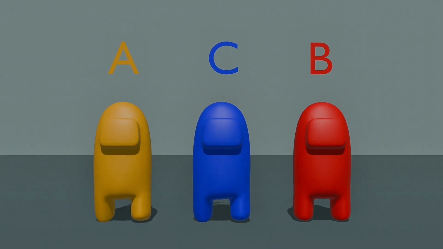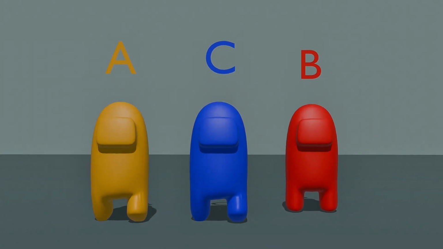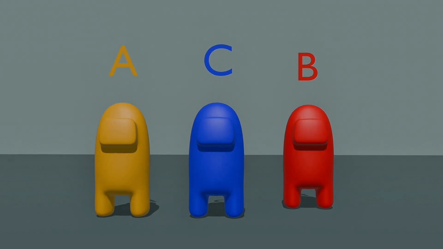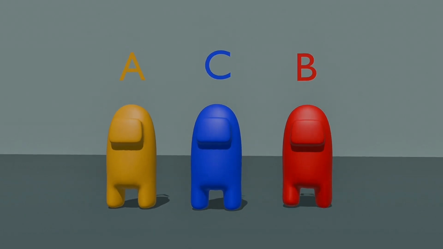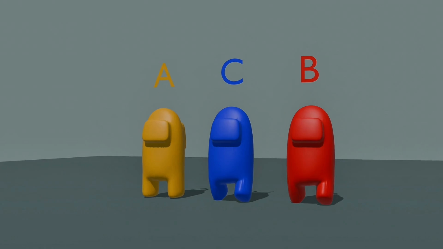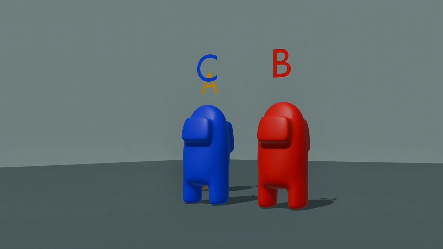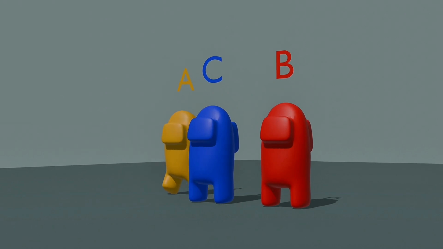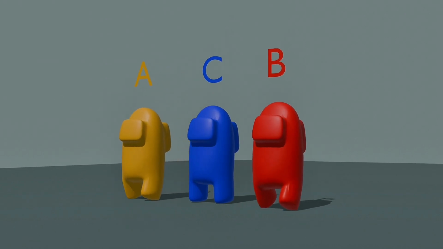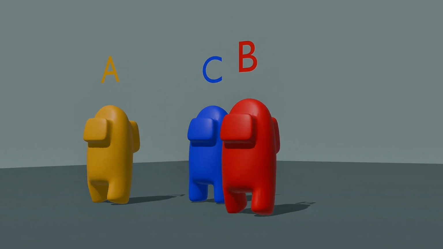The first team, Among Us A and C, will advance together to form Team A and C. The second team, Among Us A and B, will advance together to form Team A and B. The third team, Among Us C and B, will advance together to form Team C and B.